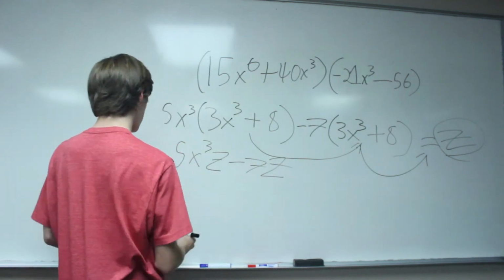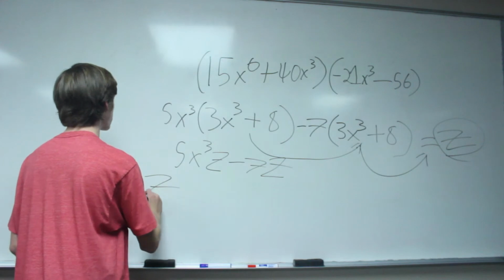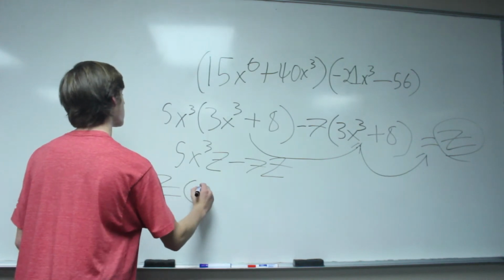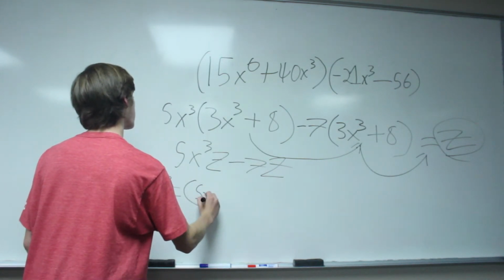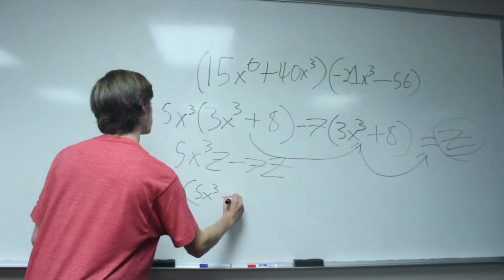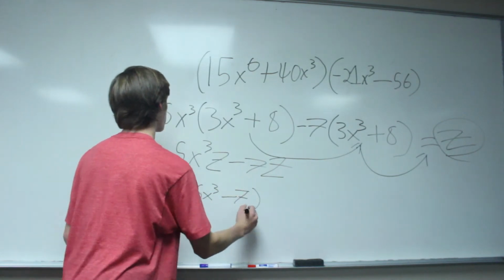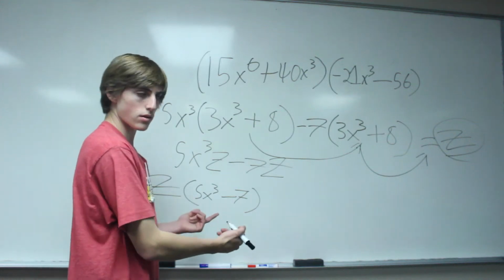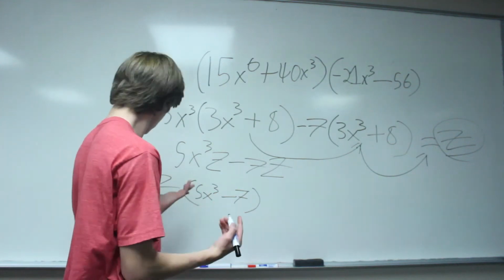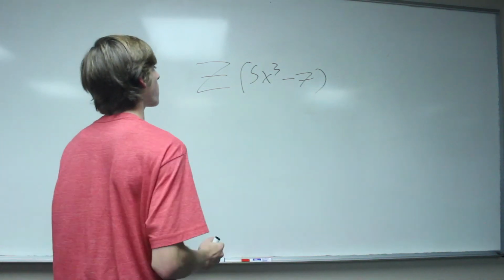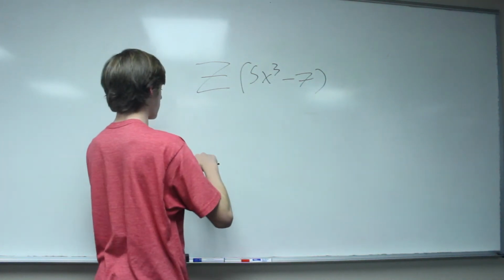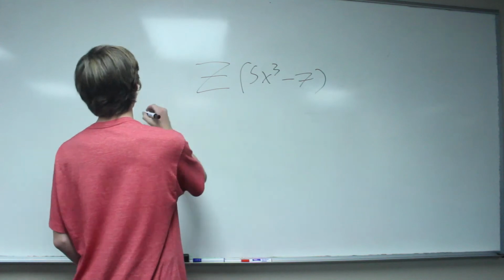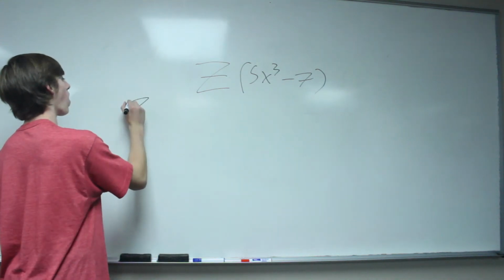So we can write this as z and then in parentheses 5x cubed minus 7. Well, look at that. So it's pretty cool looking. This is pretty much the last step. All right, so now we have z times 5x cubed minus 7 in parentheses.